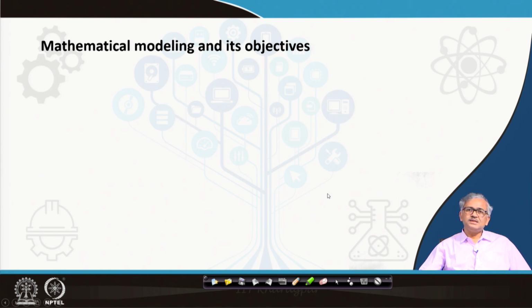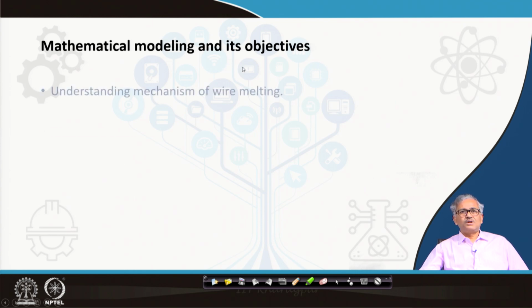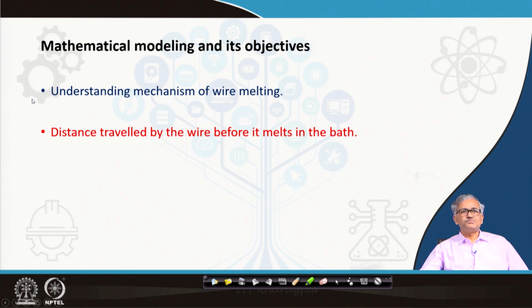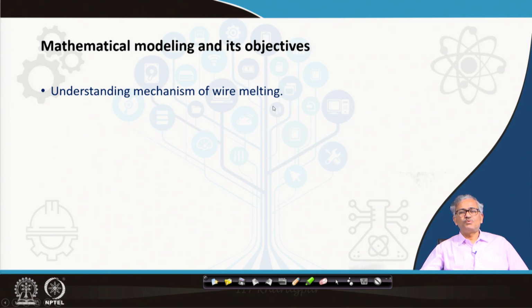Now, as I said, it is mathematical modeling that comes to our help to identify where the wire is melting, what is the location where it is melting and releasing the powder. So, a mathematical model has been developed and it is reported in the literature. And what is our objective? The first objective is to understand the mechanism of wire melting.